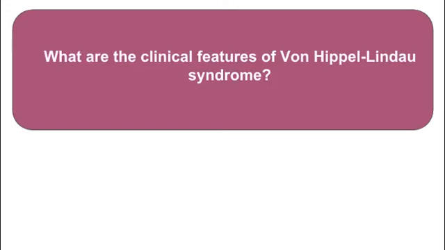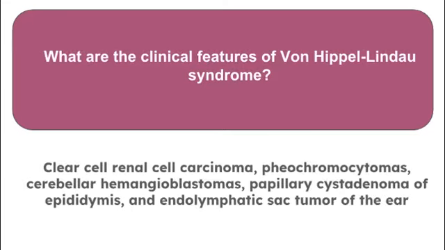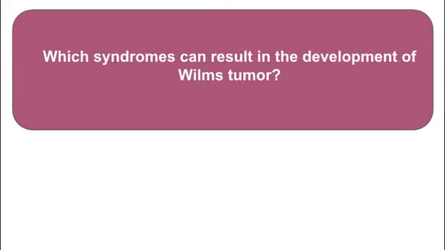What are the clinical features of von Hippel-Lindau syndrome? Clear cell renal cell carcinoma, pheochromocytomas, cerebellar hemangioblastomas, papillary cystadenoma of epididymis, and endolymphatic sac tumor of the ear. Which syndromes can result in the development of Wilms tumor?